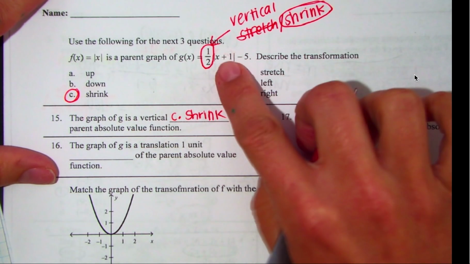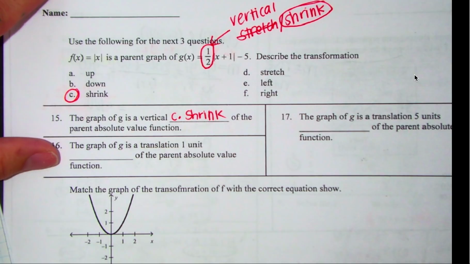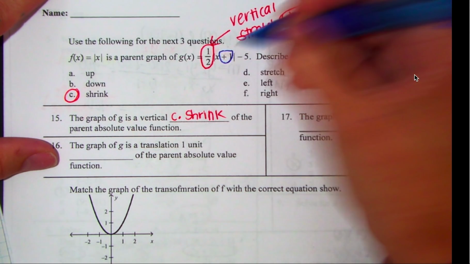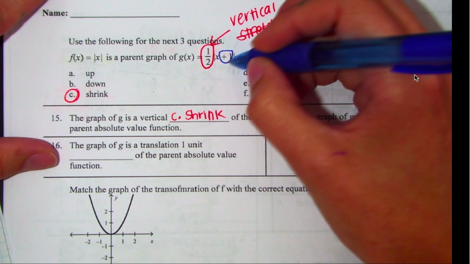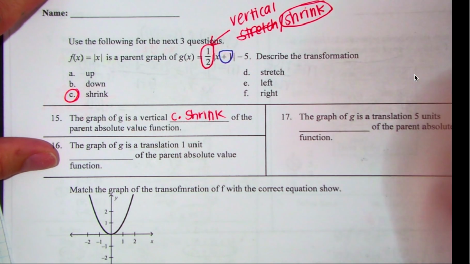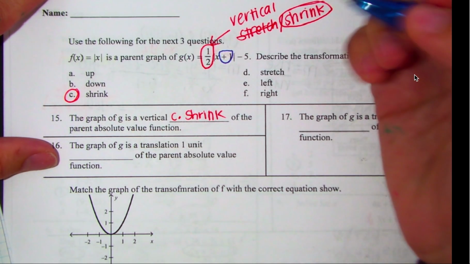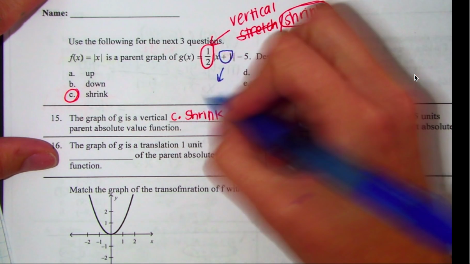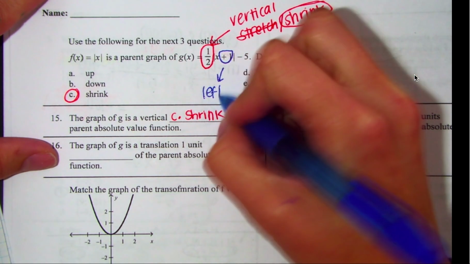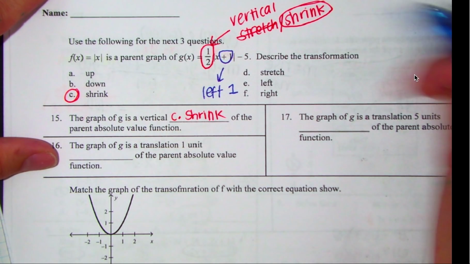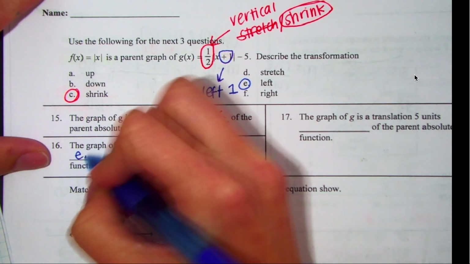All right, then if we look at positive 1 right here, positive 1 on the inside we know is a horizontal shift, meaning we're going left or right. Because it's positive, you switch the sign, it's actually like a -1, which tells us to take this 1 unit to the left. We're going to go left 1 unit. So 1 unit left. We're going to pick E for this one.